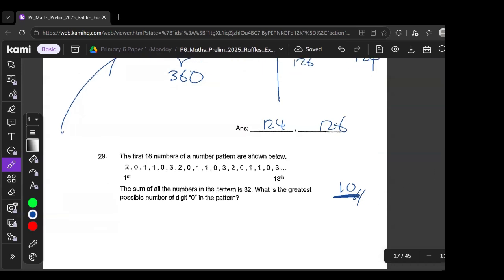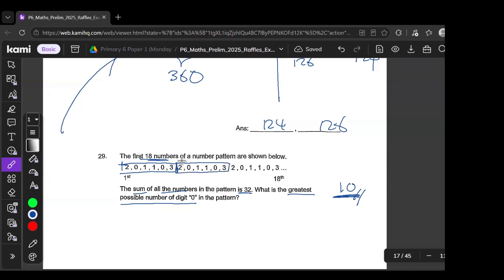Okay, now, the first 18 numbers of a number pattern are shown below. The sum of all the numbers is 32. What is the greatest number of digit 0? This is the grouping method. You need to recognize where is your one group. Your group starts with 2 and ends with 3. So this is your repeated group.